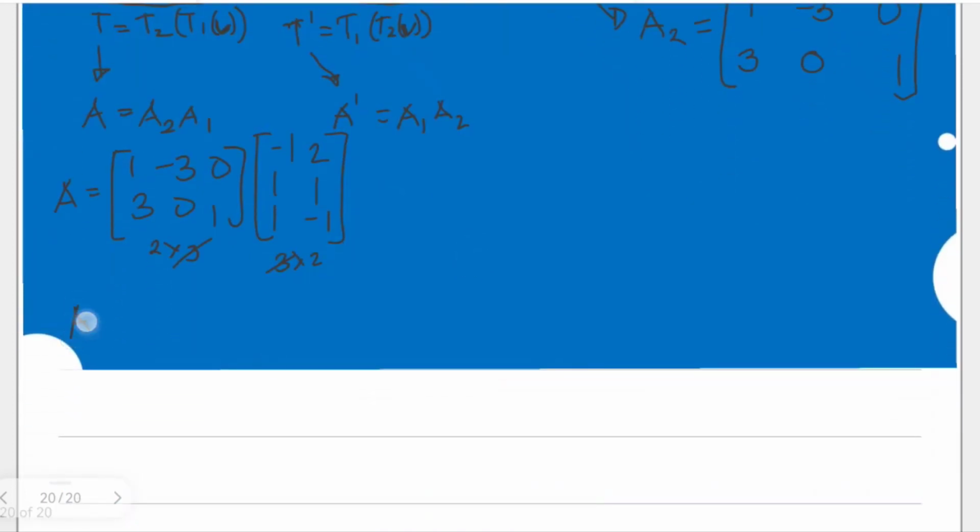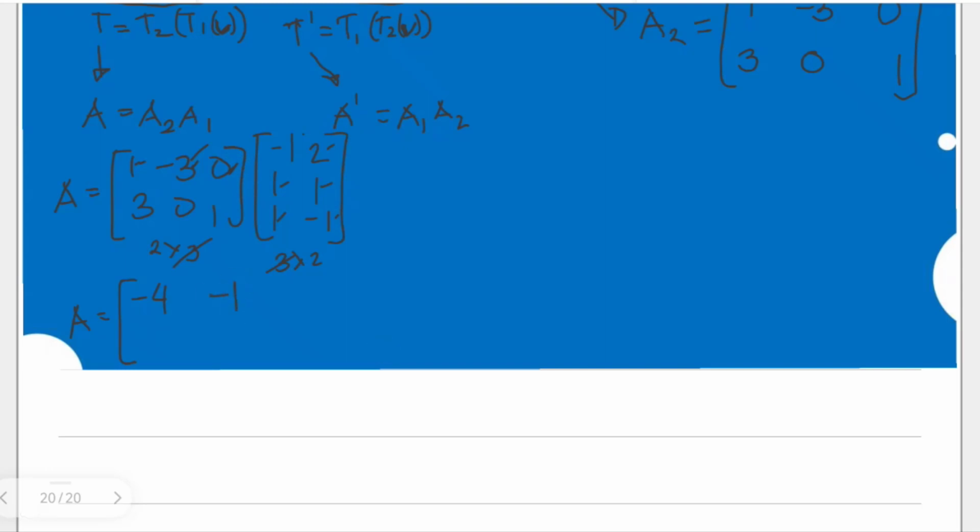So let's show that 2 by 2 matrix by multiplying the corresponding entries. 1 times negative 1 is negative 1. Negative 3 times 1, negative 3. 0 times 1, 0. Negative 1 plus negative 3 plus 0, negative 4. Next, 1 times 2 is 2. Negative 3 times 1 is negative 3. 0 times 1 is 0. 2 plus negative 3 plus 0, that's negative 1.